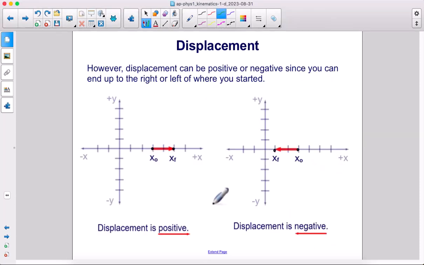However, displacement can be positive or negative, since you can end up to the right or to the left of where you started. So here, we start here, and then we go to the right in the positive direction. Our displacement will be positive. However, here, if to the right is positive, but we travel to the left in the negative direction, our displacement, our delta x, will be negative.